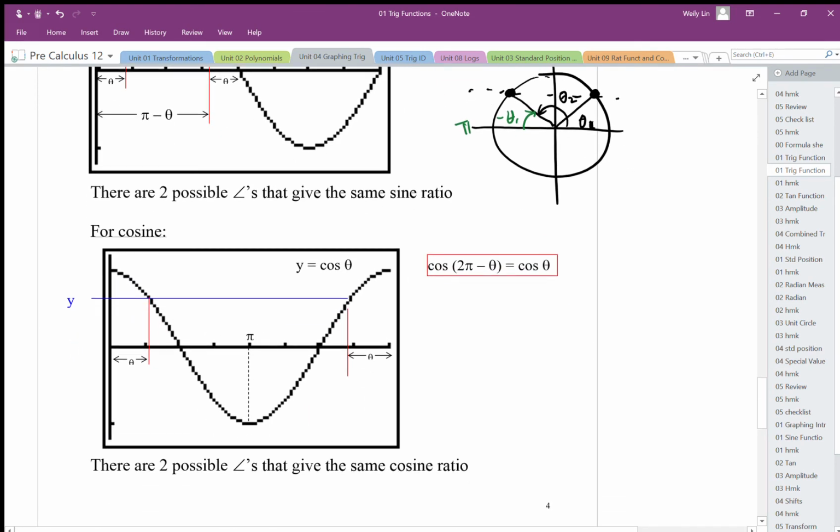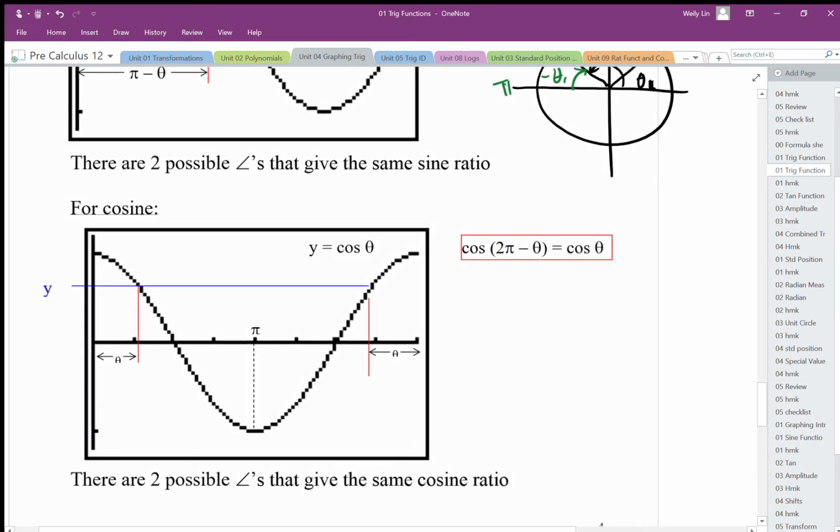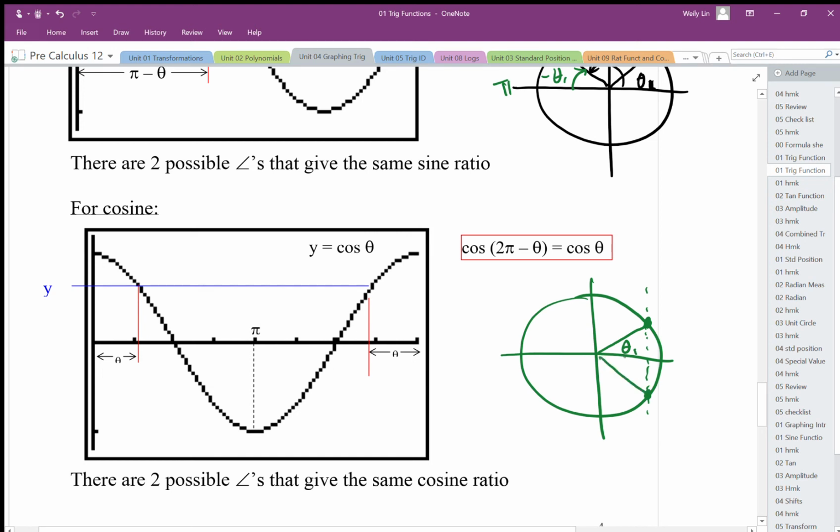For cosine, it showed up a little bit different because the symmetry is a little bit different. Here the theta 2 formula was 2 pi minus theta 1. There are two angles that give us the exact same cosine value. If we look at the symmetry of cosine, cosine is x. So if we have theta 1 here in quadrant 1, we have an equivalent x coordinate down here, and that is going backwards theta 1, which gives us the same x coordinate.